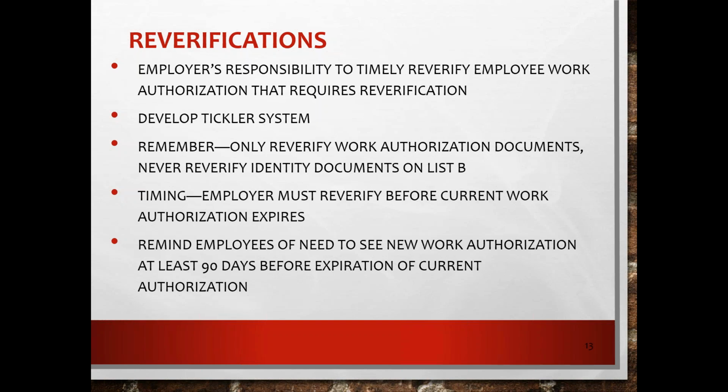Generally, the employer has to re-verify and get that new type of work authorization in hand before the current work authorization expires. And I'm going to walk you through two different types of work authorizations that need to be re-verified and that expire. And generally, you're going to want to remind the employee at least 90 days in advance that this deadline is coming up and they should start taking whatever actions they need to give you that new work authorization before the current one on file expires.